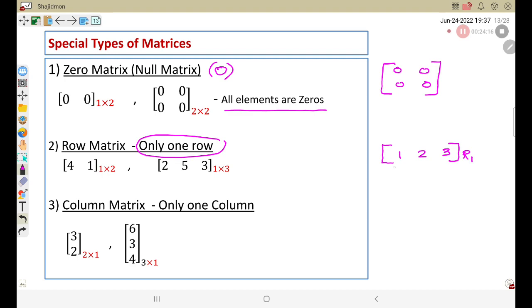But how many columns are there? Here column number 1, column number 2 and column number 3. It is not a problem, but only one row it should be. That type of matrix we are calling row matrix.